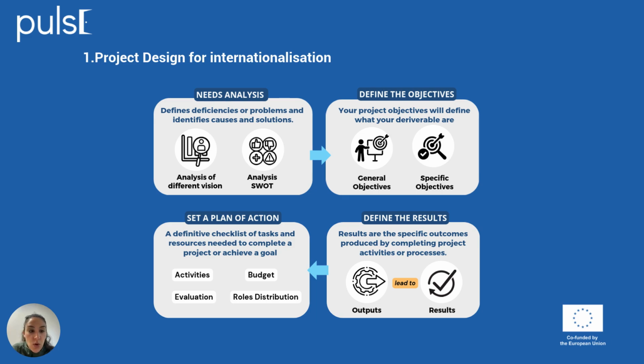When it comes to project design, designing an international project is not simply about filling in an application form. It is about building a project that makes sense, that responds to real needs, and that can generate a meaningful impact. As shown in this slide, the process includes several key steps, starting from understanding the needs and moving through defining objectives, identifying results, and planning concrete actions. Each of these steps is connected, and together they create the foundation of a strong project.